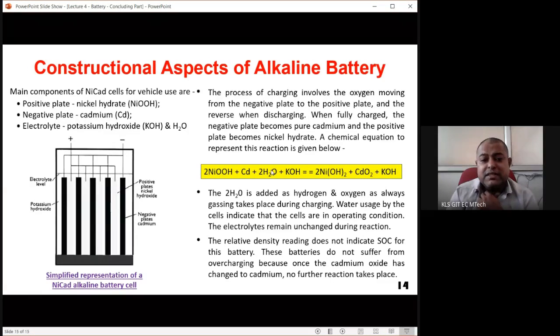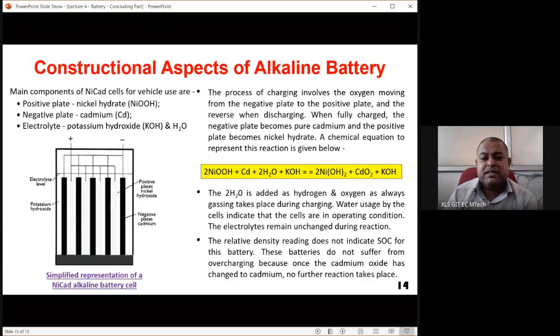So when fully charged, the negative plate becomes pure cadmium, and the positive plate becomes nickel hydroxide. A chemical equation to represent this reaction is given below. Only this one reaction you can represent in the final exam. The 2H2O, that is the water, is added as hydrogen and oxygen. They are not added as water, but in gaseous form, hydrogen and oxygen, always as gases. Okay, and this gassing also takes place during the discharging. So all those things are stored and again reused.